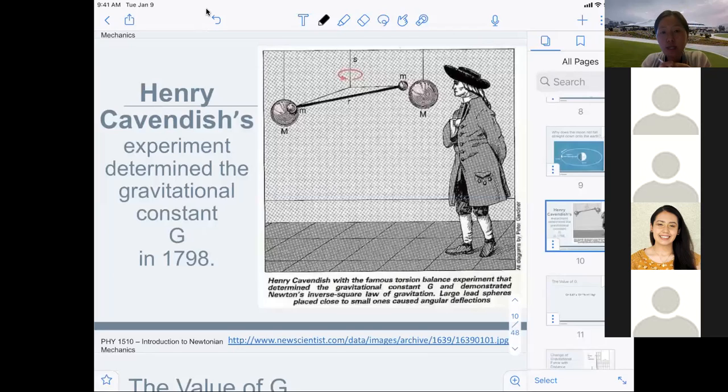So basically we say that the attraction is so small. How do you detect it? The torsion balance allows us to magnify a very small effect into something much bigger that we can measure. So this is what the torsion balance does. You have two little mass objects here. So we know that if you have another mass close by, it's going to create an attraction, right?